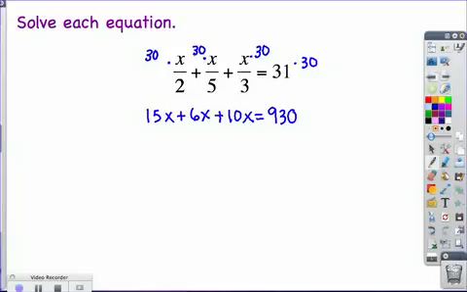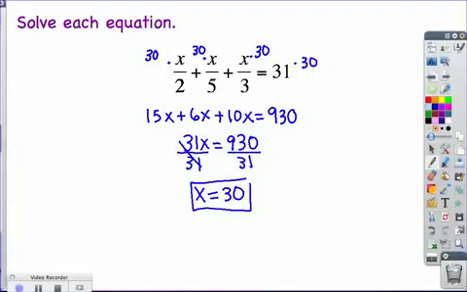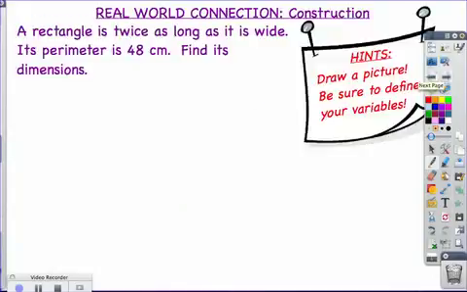The perimeter is 48 centimeters. So adding up all the sides, 2W plus 2W plus W plus W, I get 6W equals 48. Divide by 6, W equals 8. So the dimensions would be that the width is 8 centimeters, and since the length is twice as long, the length is 16 centimeters.